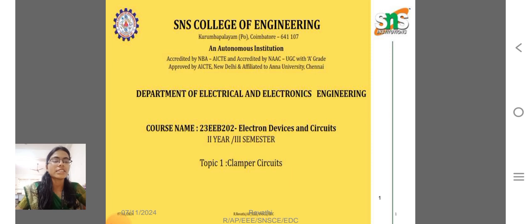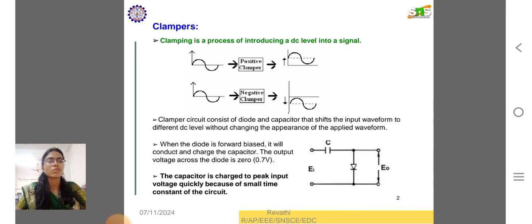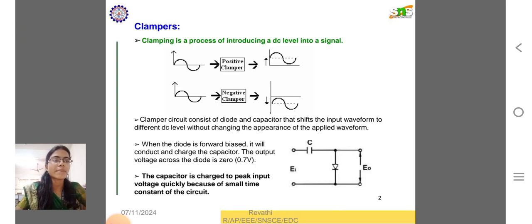In this lecture series video of electron devices and circuits, today's topic is clamper circuits. In the last video we discussed the clipper circuits: the positive clipper and the negative clipper. The positive clipper clips the positive part and emits the negative part, whereas the negative clipper clips the negative part and emits the positive part.